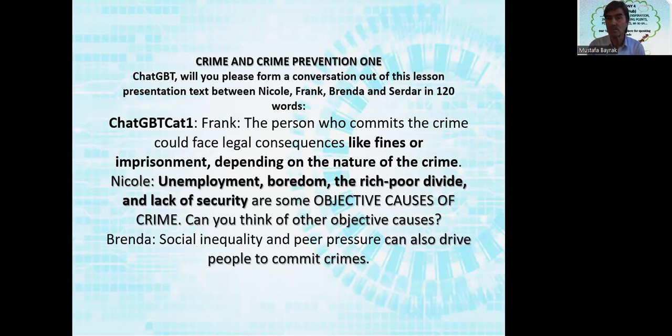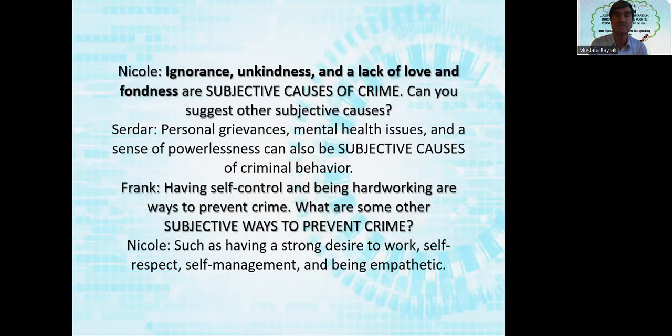Nicole: Unemployment, boredom, rich-poor divide, and lack of security are some objective causes of crime. Can you think of other objective causes? Brenda: Social inequality and peer pressure can also drive people to commit crimes, can also make some people want to commit crimes, make people prefer committing crimes.